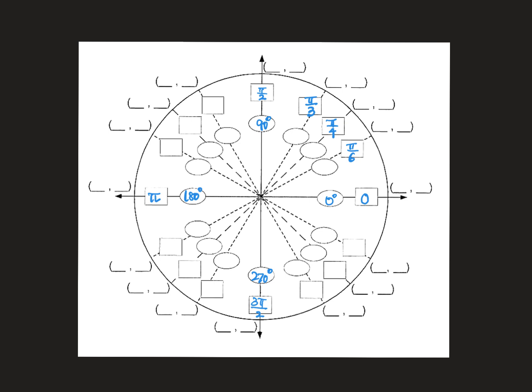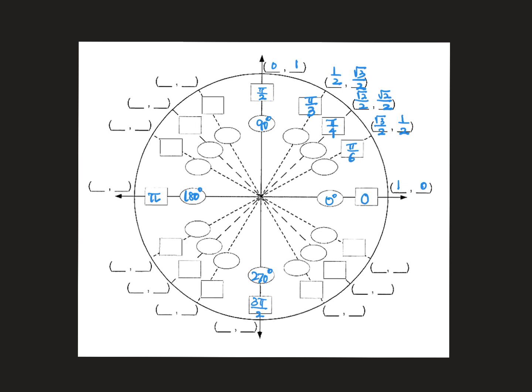So pi over 6, here is going to be square root 3 over 2, here is 1/2. Pi over 4, here is square root 2 over 2, square root 2 over 2. Here is pi over 3, 1 over 2, here is square root 3 over 2. Pi over 2 is 0 and 1. Theta is 0, 1 and 0. That's how we fill out the first quadrant.